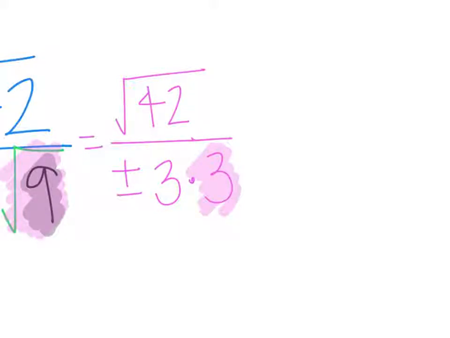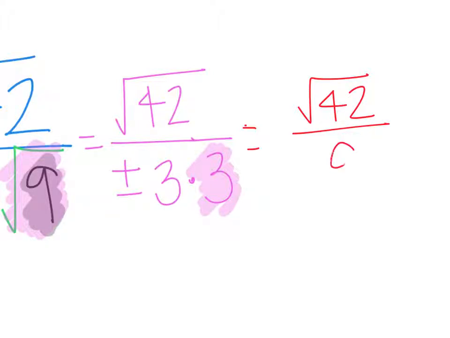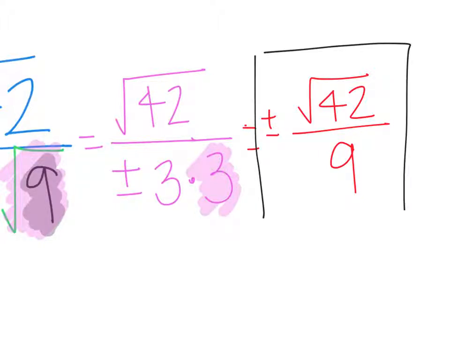So my answer ends up being the square root of 42 over 3 times 3 is 9. And instead of writing that positive negative sign in the denominator, I'm just going to write it in the front. It doesn't matter where it is, but it has to be part of the problem. So this would be my final answer. Positive and negative square root of 42 divided by 9.